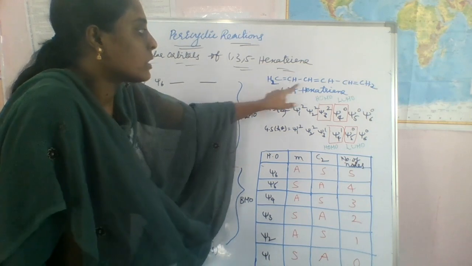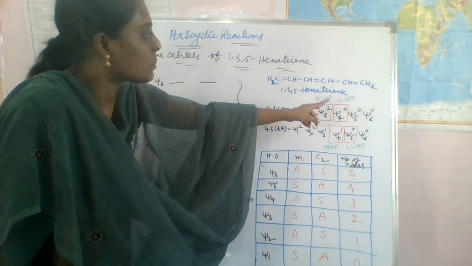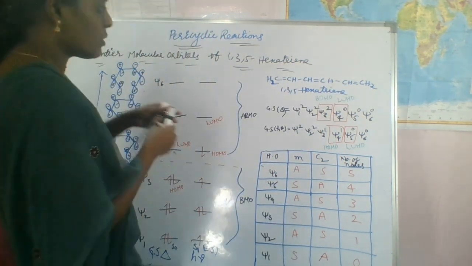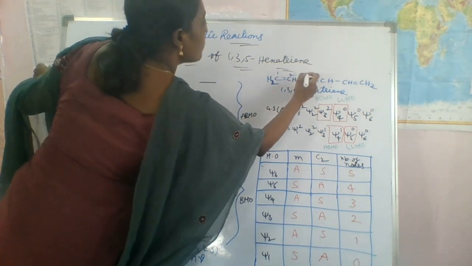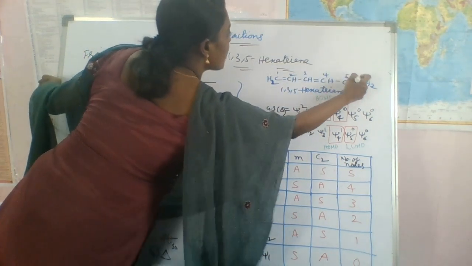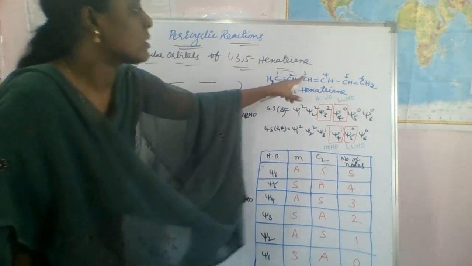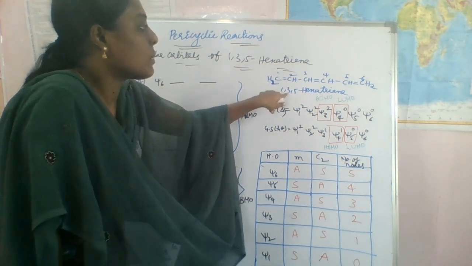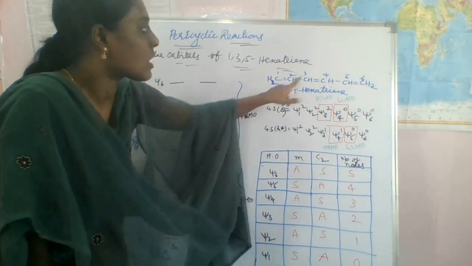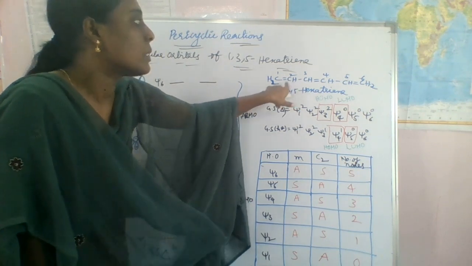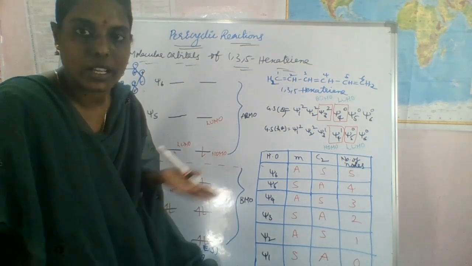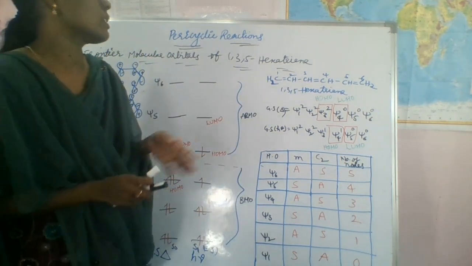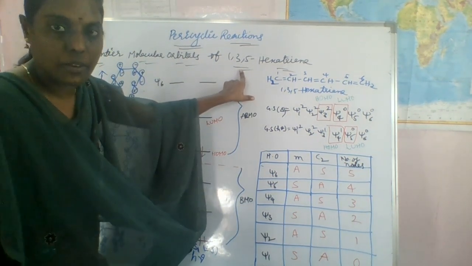So this is 1,3,5-hexatriene, right? There are 6 carbon atoms with 3 double bonds at the 1, 3 and 5 positions. We have to number them 1, 2, 3, 4, 5, 6. At the first, third and fifth positions there are 3 double bonds. Because 6 carbons are there it would be hexane, but since 3 double bonds are here, it is called 1,3,5-hexatriene. So let's see how to construct the molecular orbitals for this.